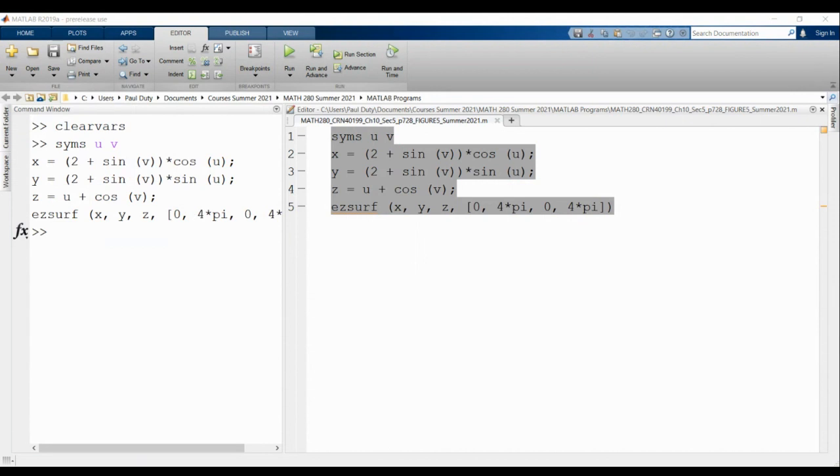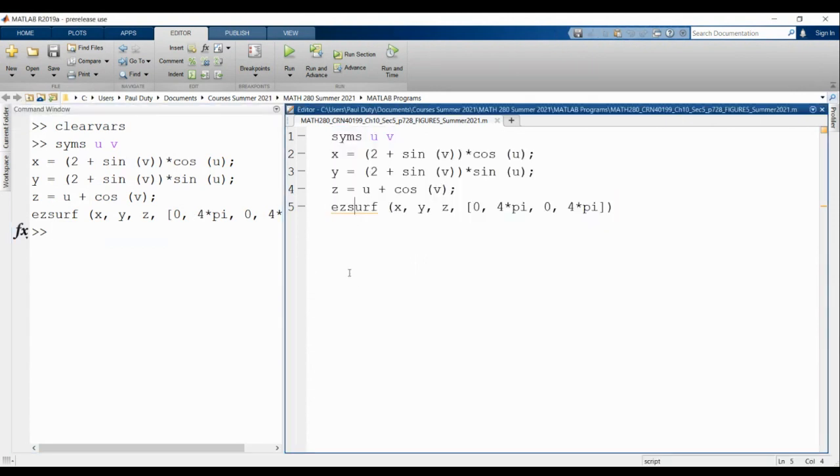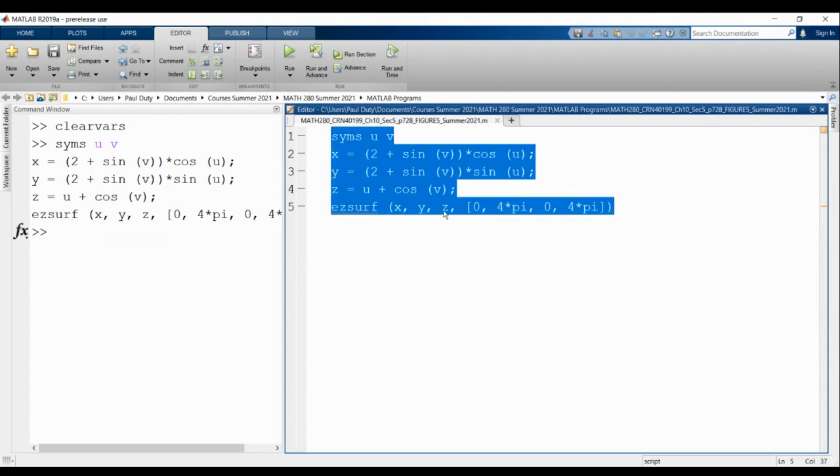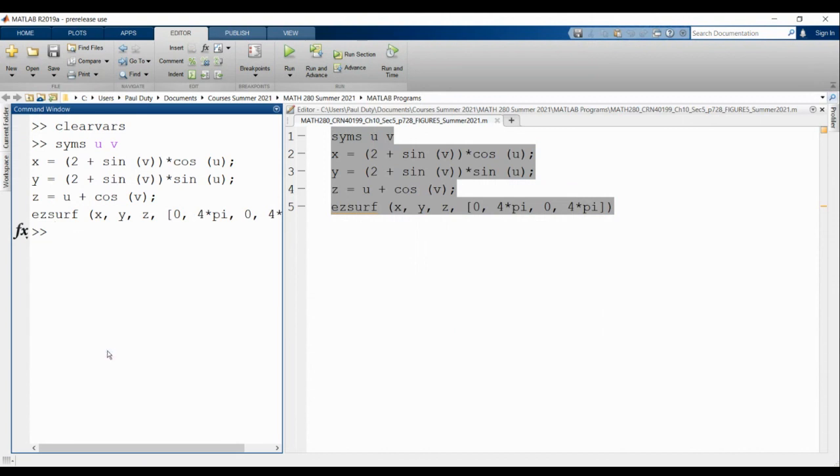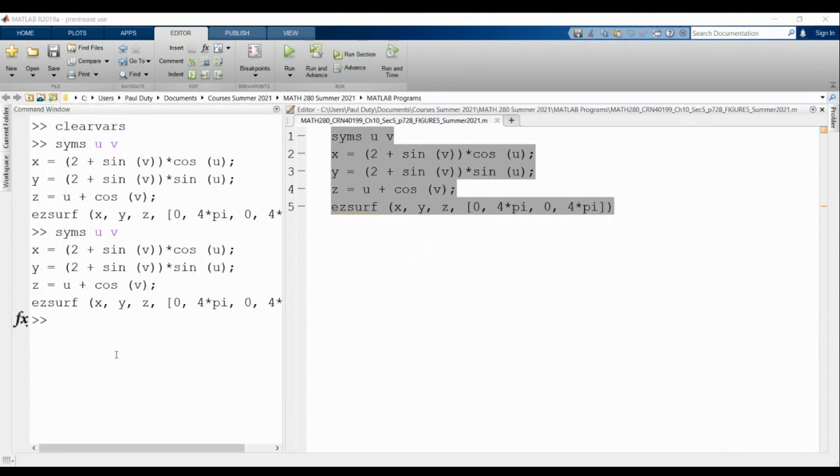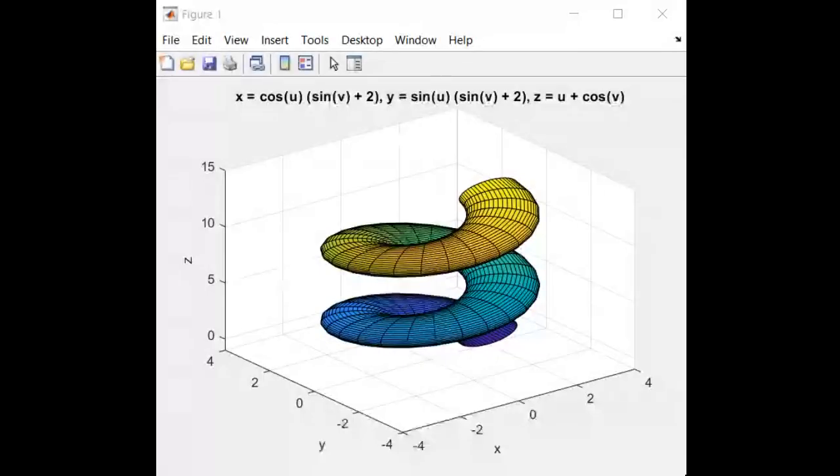One moment here. Let me get this off here. One moment. Hold on, everybody. I want to try it again here. Yeah, there we go. Okay, now let me bring the figure up.